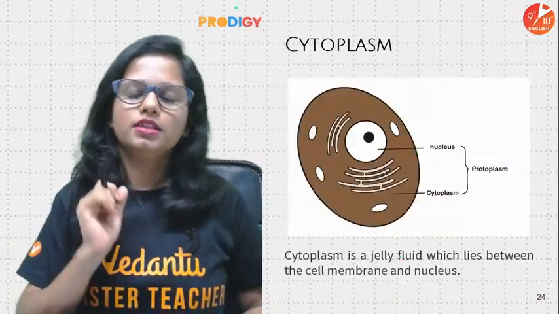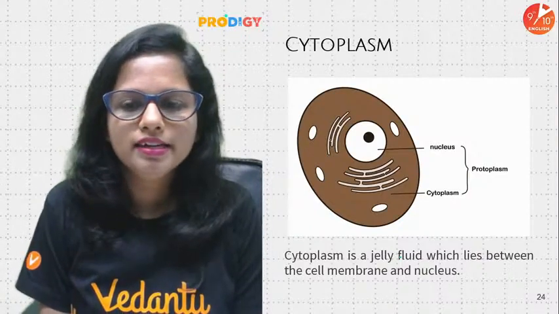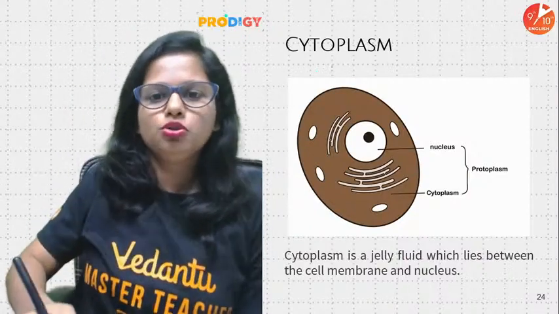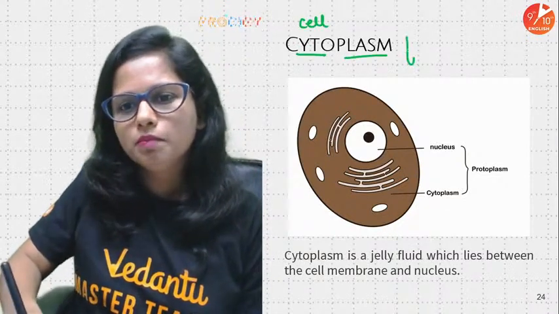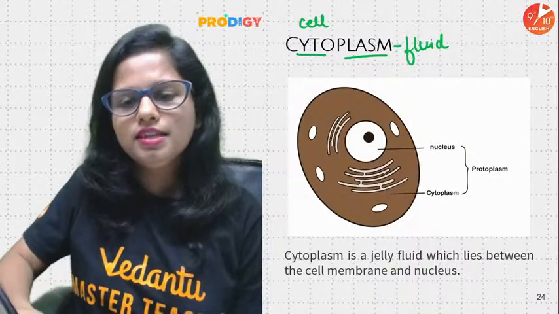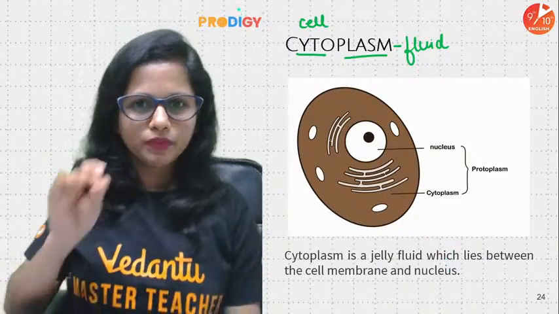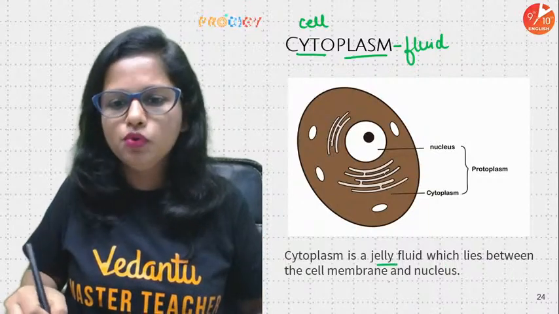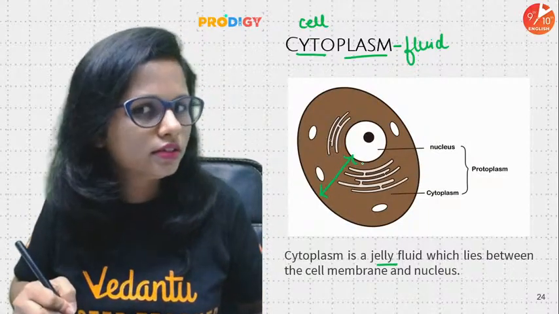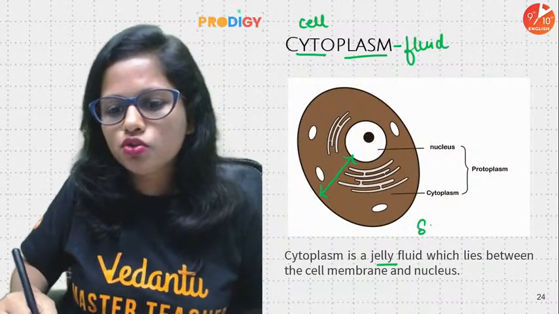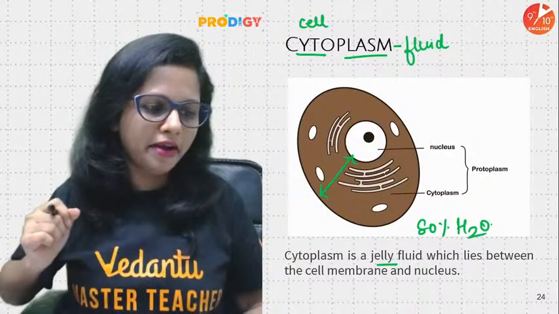So yeah, okay. Now, moving to the last and the final part, that's the cytoplasm. Children, cyto means cell and plasm means fluid. So within the cell, there's a fluid called the cytoplasm. Okay? So it is a jelly-like fluid that lies between the cell membrane and the nucleus. You know what? It consists of 80% water. That much water is there in it.